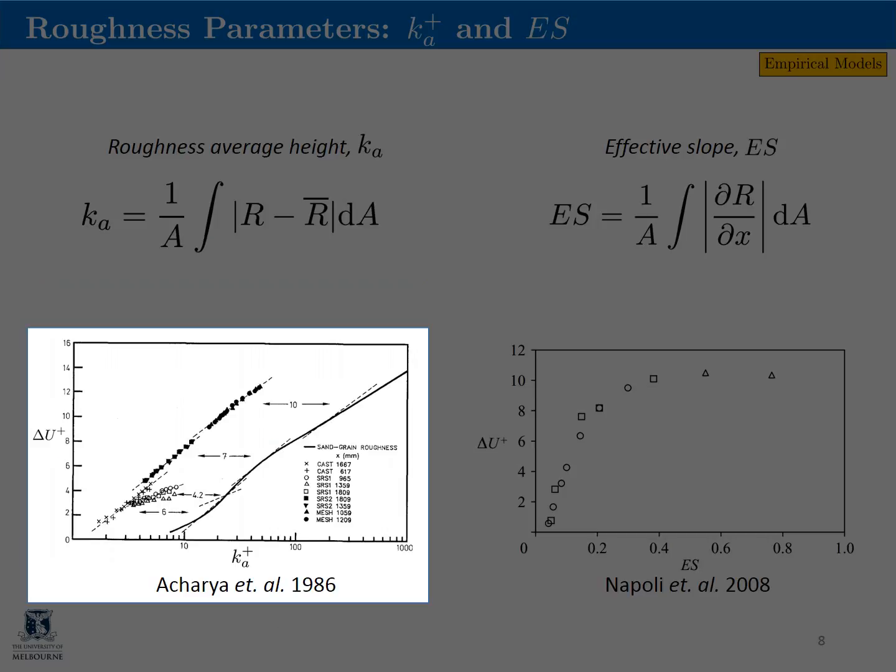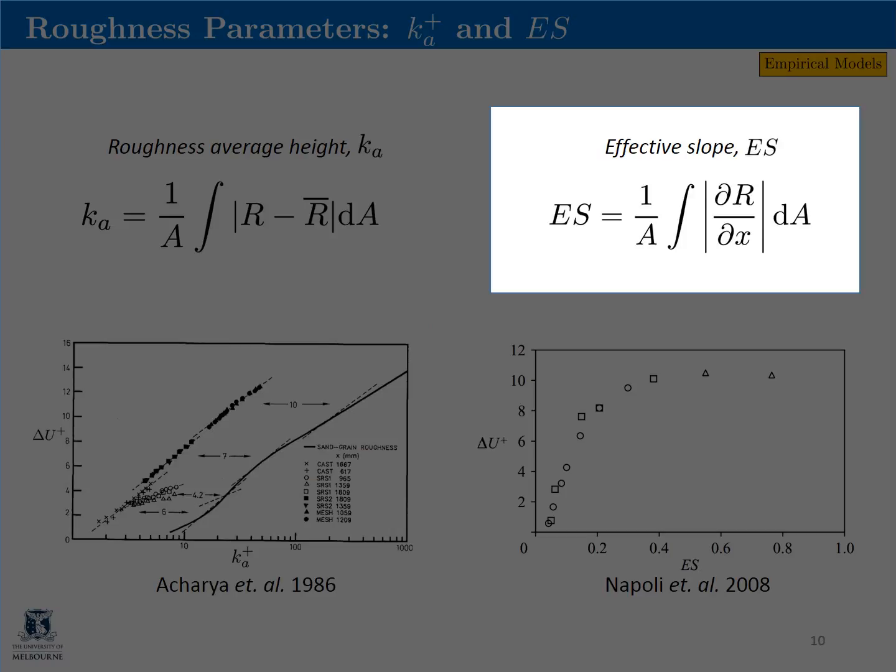Here is a plot of the roughness function against Ka+, and this plot is obtained from Acharya et al. in 1986. You can see from this plot that there are some rough surfaces which scale very well with Ka+, but there are some which don't.